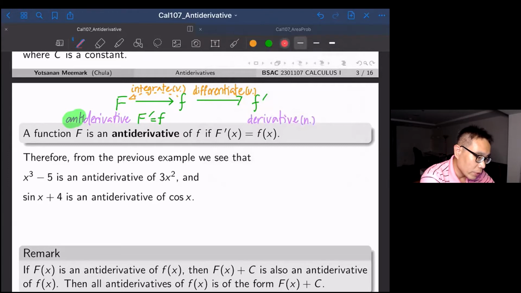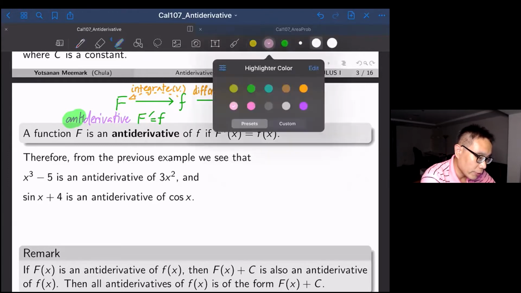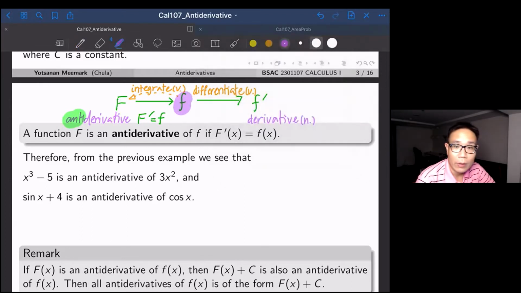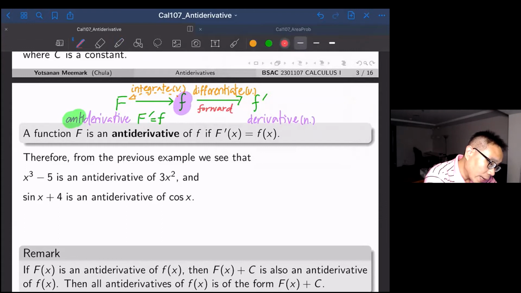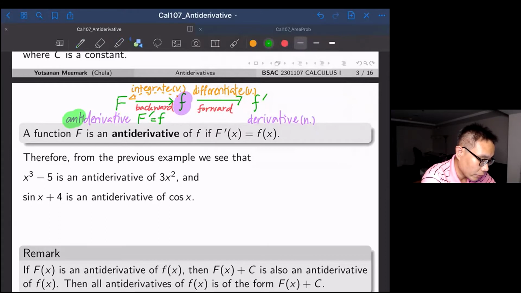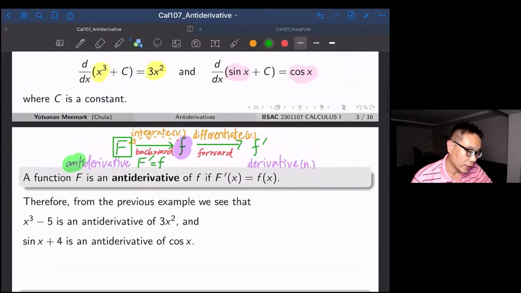So if you have your F in the middle, and you go forward, you get the derivative. If you go backward, you get the antiderivative. This will be the key thing that we're gonna study for the rest of the semester. This thing is called the antiderivative.